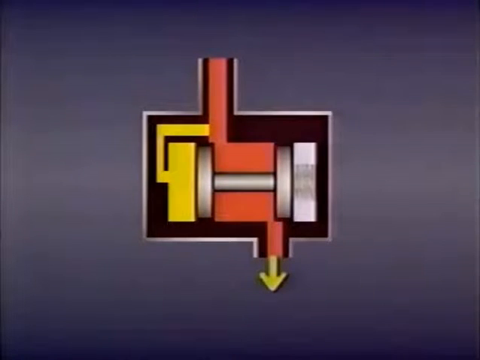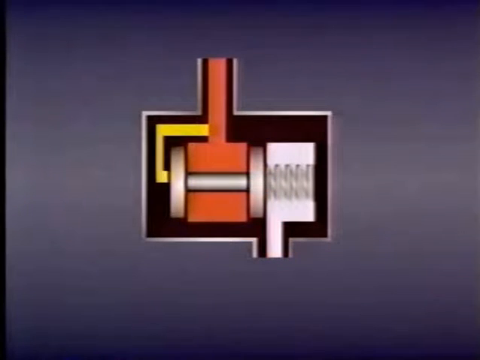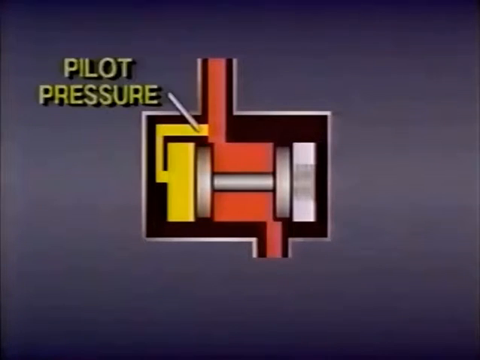The spool remains in its shifted position, and the secondary port remains open until pressure in the system drops below the tension strength of the spring. When that happens, the spool moves back to its normal position, closing the outlet port again. The fluid pressure which actually moves the spool is known as pilot pressure. Pilot pressure is a common way of operating many types of hydraulic valves.